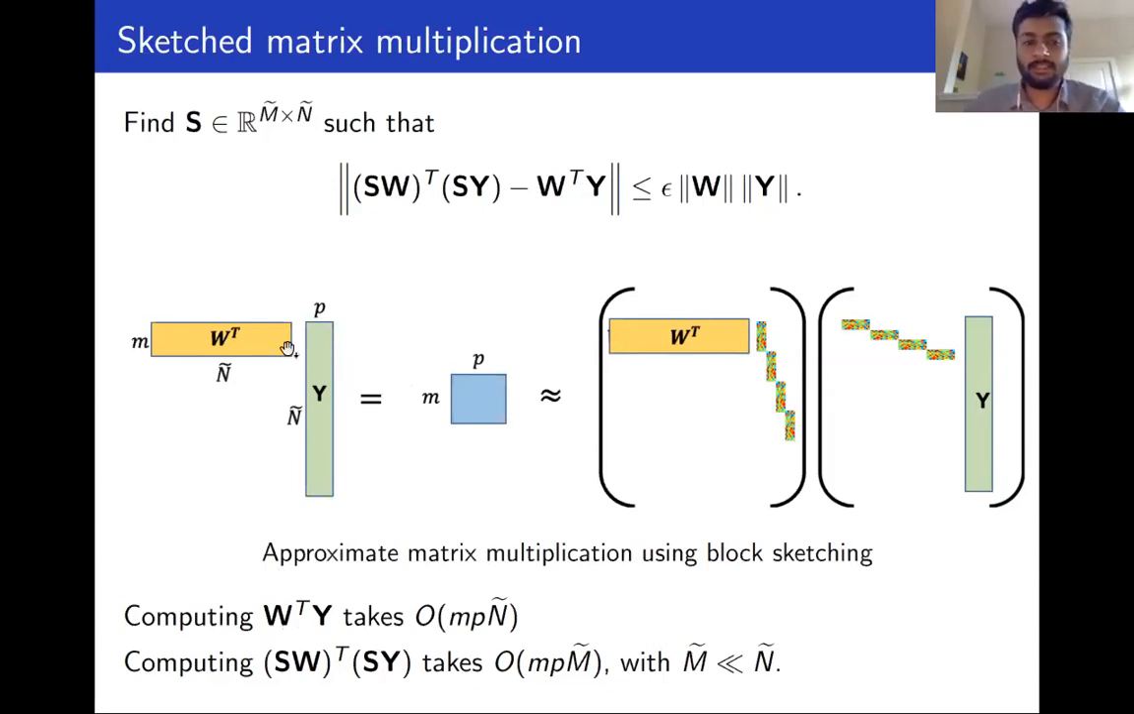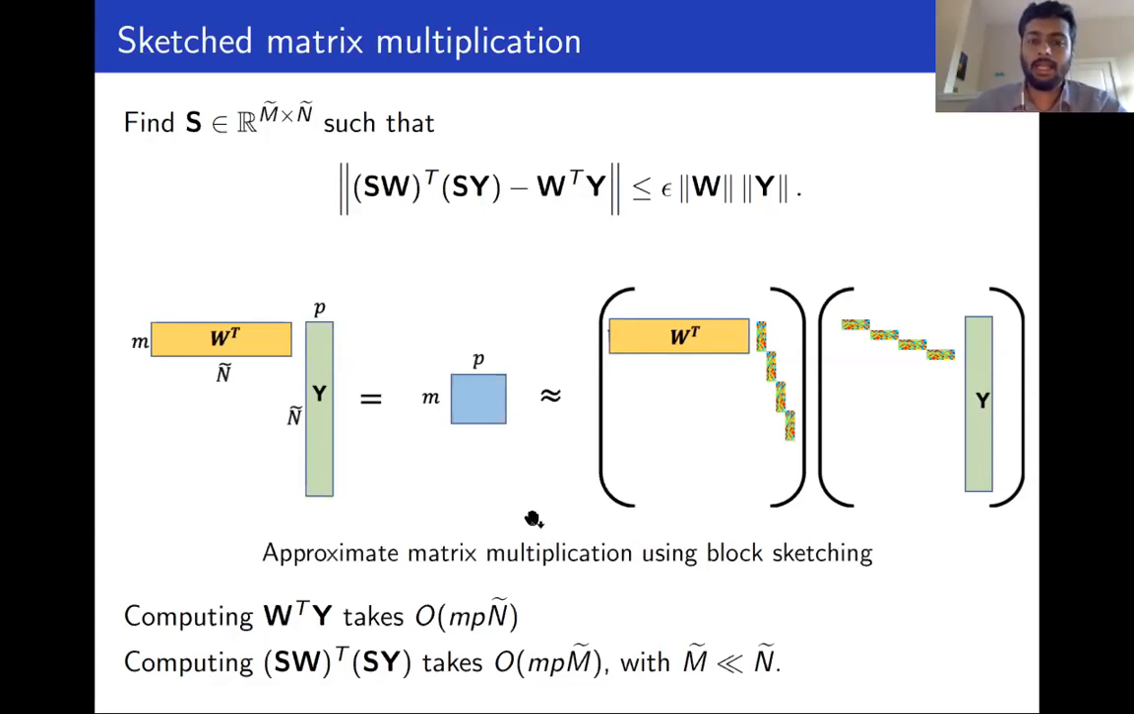So the task is just to compute this W transpose Y. If you do it naively and directly, the order of computation is of the order M P n tilde. When n tilde is very large, let's say millions, this can be difficult to do, especially when we need to perform these computations over and over again in optimization algorithms. It builds up, and the computational cost can be massive.